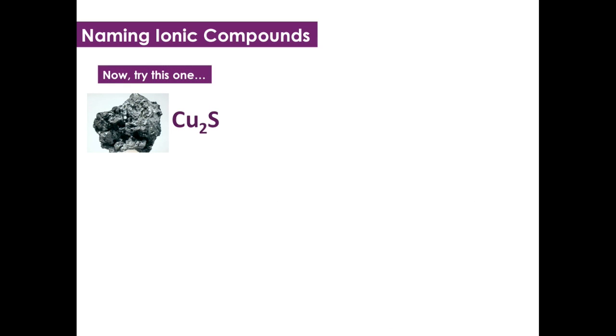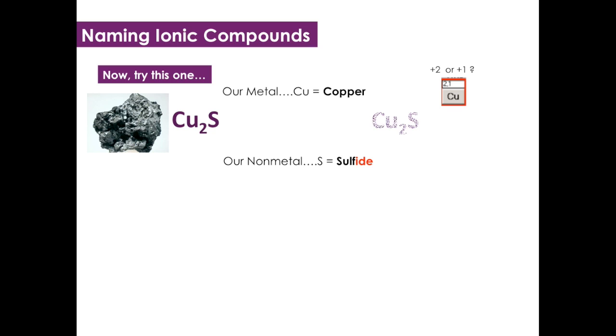Now try this one. Our metal is Cu, that is copper, and the non-metal S, that is sulfur, is sulfide. Copper can work with positive 2 or positive 1 charge, so let's analyze it. First, copper has a subscript of 2 and sulfur doesn't have a subscript. When there is none, it indicates there is a 1 over there. The 2 will indicate a negative 2 charge for sulfur, and the 1 a plus 1 charge for copper. So copper is working with positive 1, and the name will be copper 1. And the total name will be copper 1 sulfide.